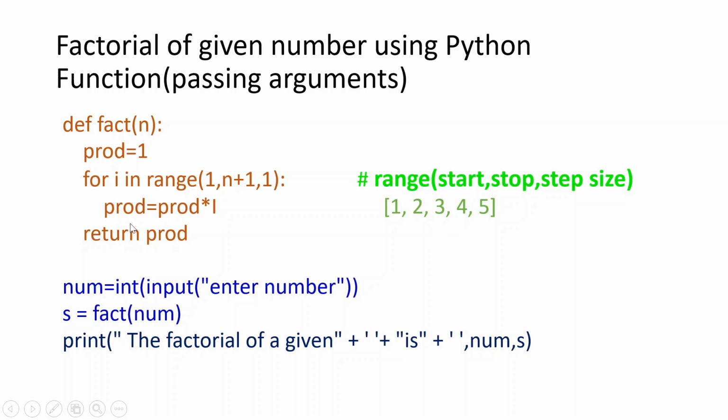So the overall factorial we get in the product variable, and this product variable will be returned from this factorial function and assigned to the variable s. So this total Python program gives the factorial of a given number, and it will be printed on the screen.